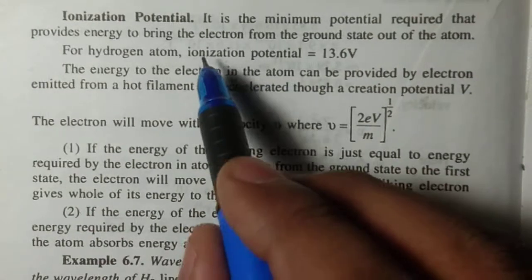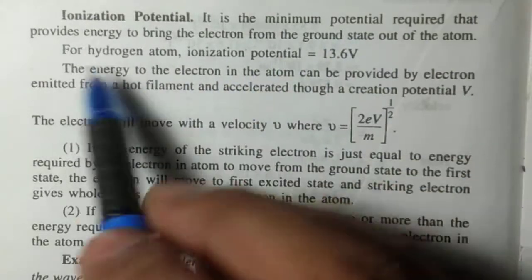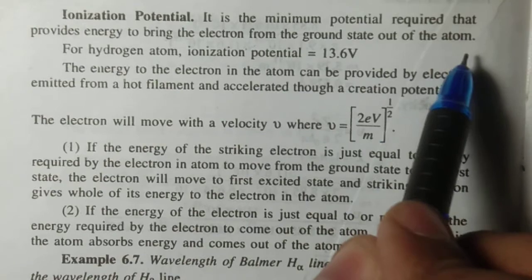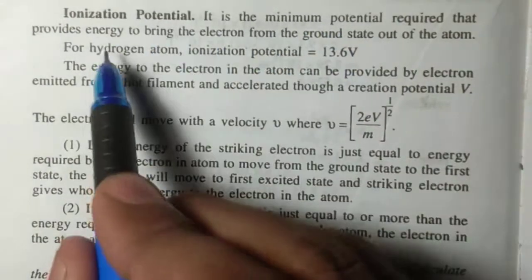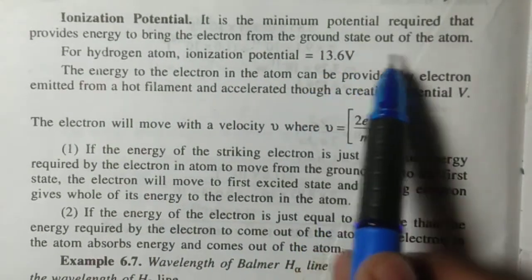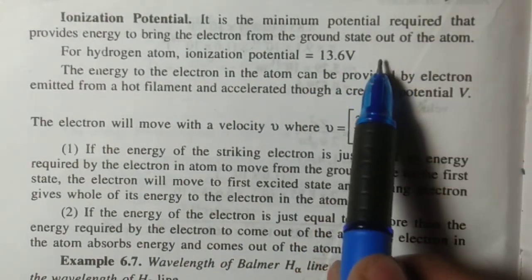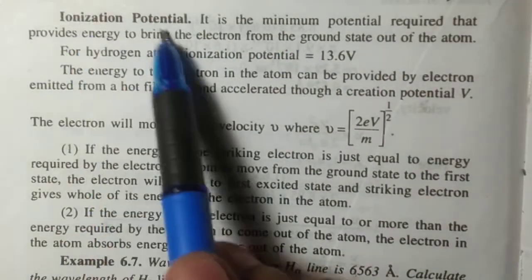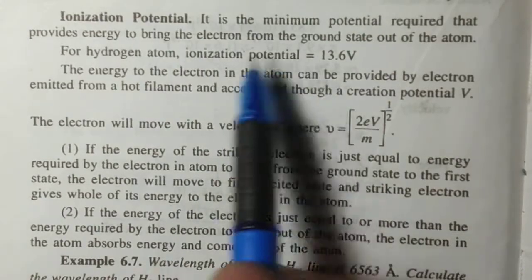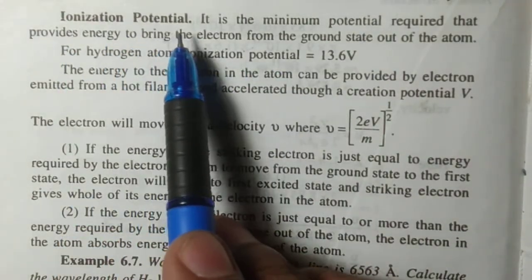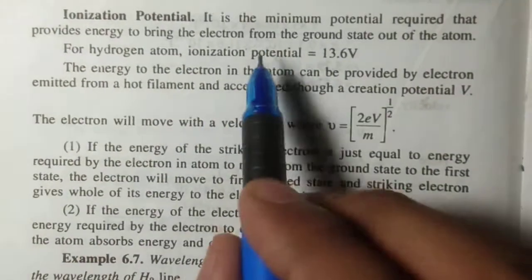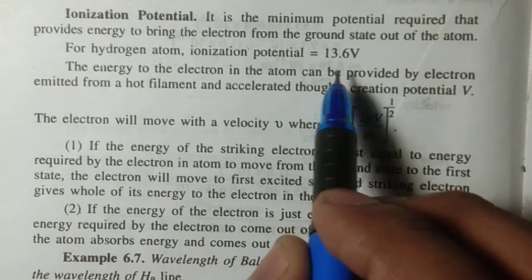Now, ionization potential. It is the minimum potential required to provide energy to bring the electron from the ground state out of the atom. तो ये वो मिनिमम पोटेंशियल होता है जो इलेक्ट्रॉन को इतनी एनर्जी प्रोवाइड करे कि वो ग्राउंड स्टेट से एटम के बाहर आ जाए. तो उस पोटेंशियल को हम बोलते हैं आयनाइजेशन पोटेंशियल. फॉर हाइड्रोजन एटम द वैल्यू ऑफ आयनाइजेशन पोटेंशियल इज 13.6 इलेक्ट्रॉन वोल्ट.